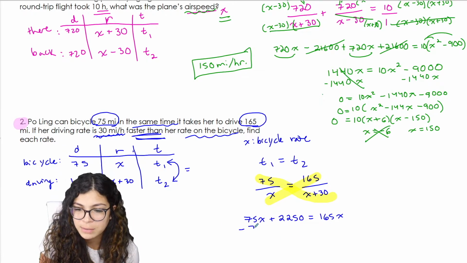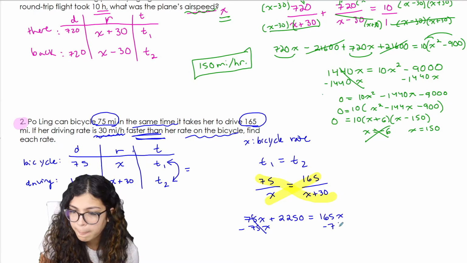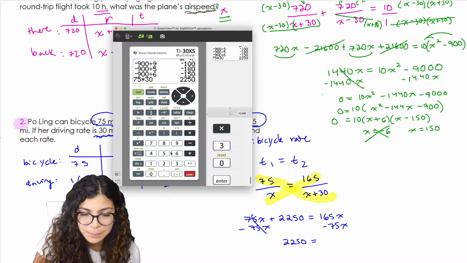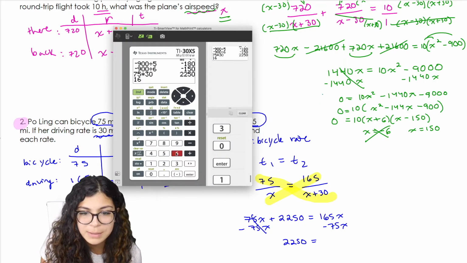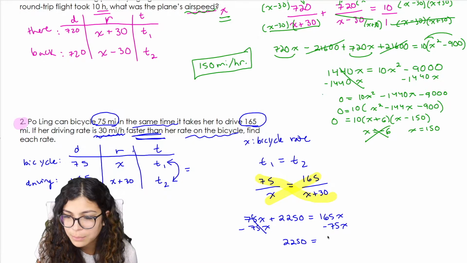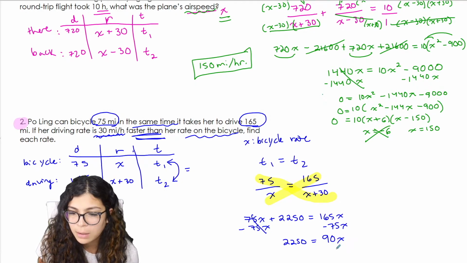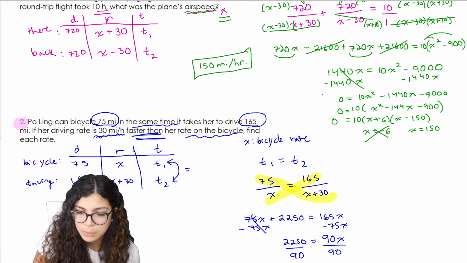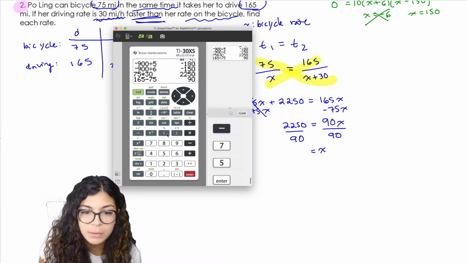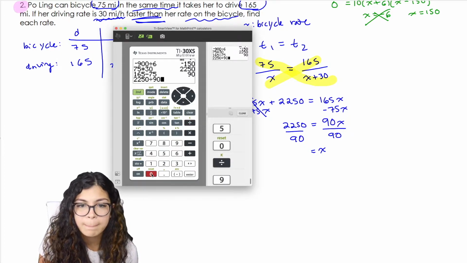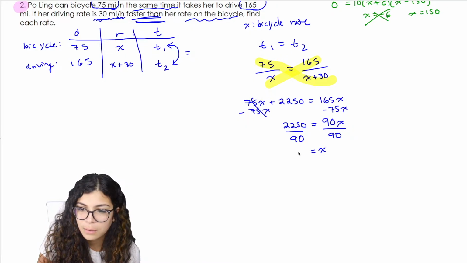Let's subtract 75x on both sides. So we get 2250 equals, I believe 165 minus 75 is 90, but you know, let's just verify. You never know. 165 minus 75, sometimes you think and you're thinking incorrectly. There we go. That was good. And then solve by dividing 90 on both sides. So we get x equals, and I'm going to verify this answer with a calculator. So 2250 divided by 90 is 25.